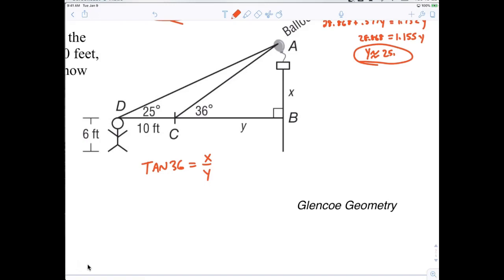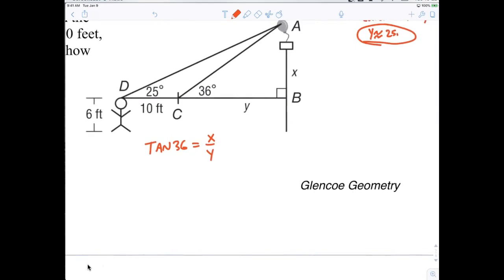Now the second triangle. Someone speak up. Tangent of 25 is equal to x over, now you can put 10 plus y, but y plus 10 is probably better. It doesn't matter. Everybody agreeing? Okay, so now this equation, to me, this was just logical. y tangent 36 is equal to what? X. Right?